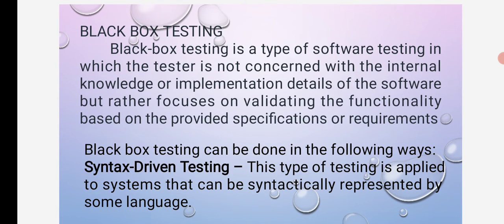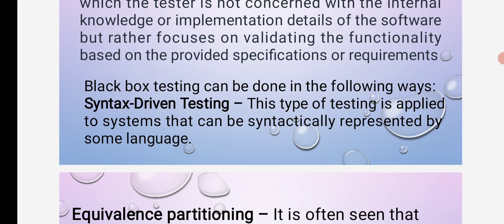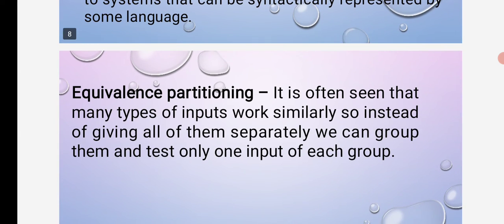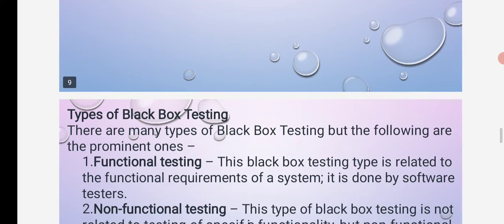Black box testing is a type of software testing in which the tester is not concerned with the internal knowledge or implementation details of the software, but rather focuses on validating the functionality based on the provided specifications and requirements. Black box testing can be done in the following ways. Syntax driven testing. This type of testing is applied to systems that can be syntactically represented by some language. Equivalence partitioning. It is often seen that many types of inputs work similarly. So instead of giving all of them separately, we can group them and test only one input of each group.